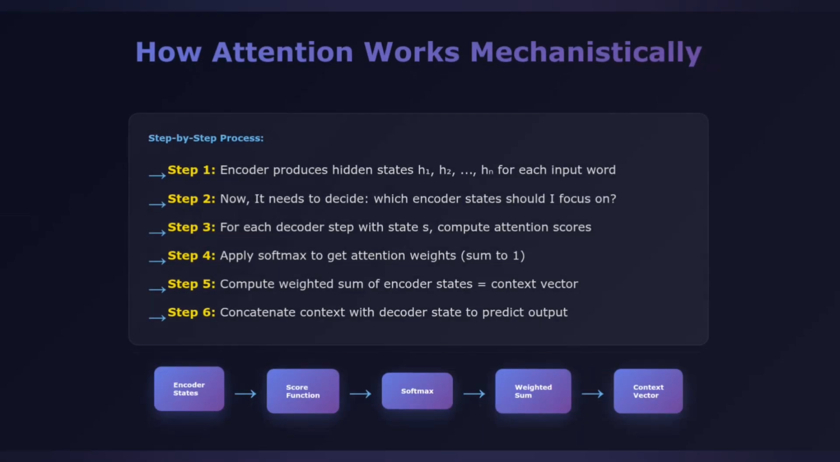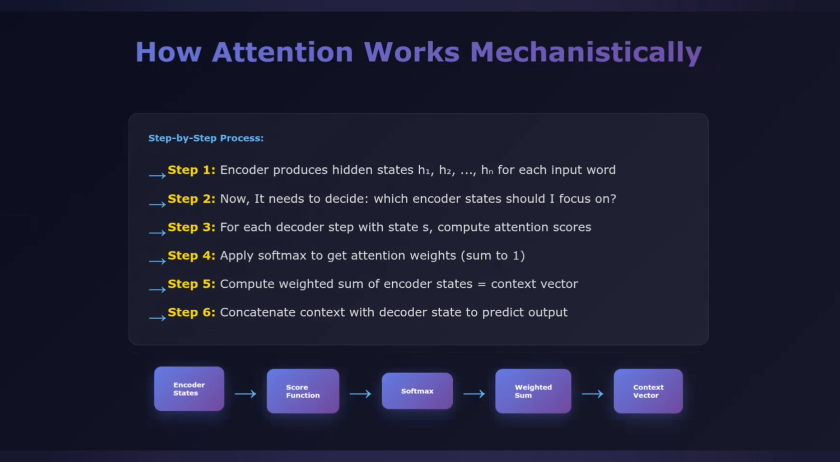Okay, let's get into the mechanics. How does attention actually work step by step? Step 1. The encoder processes the input and produces a hidden state for each input word. So if you have 5 words, you get 5 hidden states: h1, h2, h3, h4, h5. Step 2. Now the decoder is at some time step t with its own hidden state, s_t. It needs to decide which encoder states it should focus on. Step 3. We compute attention scores between the decoder state and each encoder state. This score tells us how relevant each input word is for the current output.